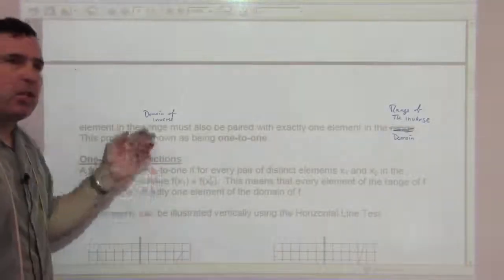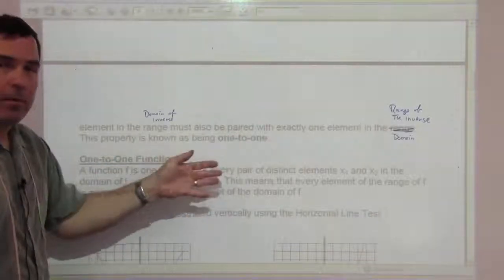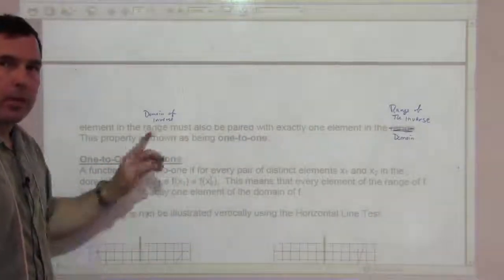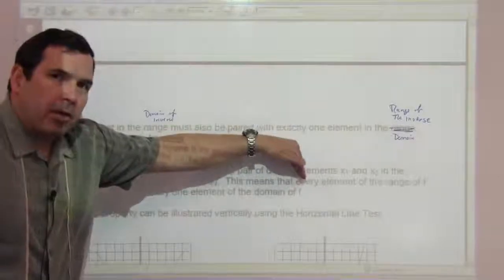You can't have 2 going to 5, 3 going to 5, 4 going to 5. That would not be one-to-one. Your y can only have one thing in the x's.